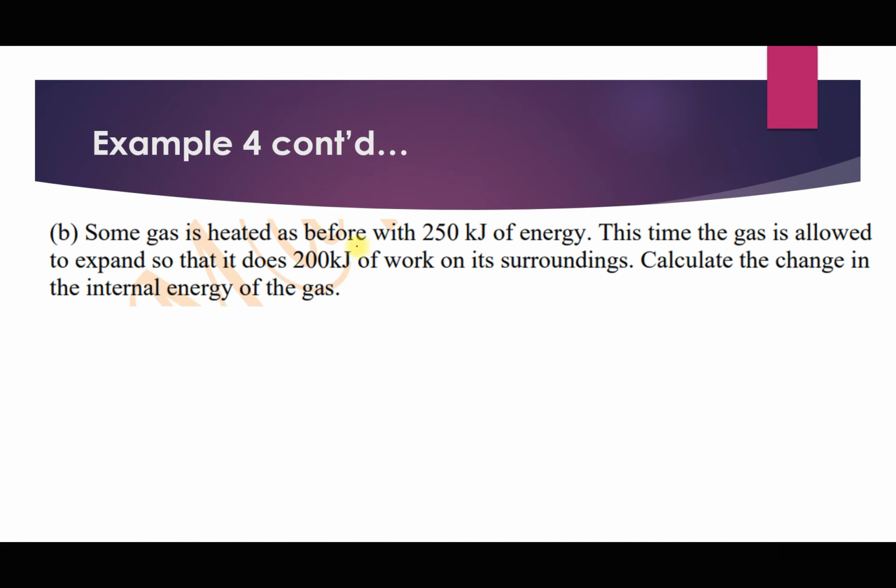Part B, some gas is heated as before with 250 kilojoules of energy. So that means still this is positive. This time the gas is allowed to expand so that it does 200 kilojoules of work. Because the gas expands, this work done is negative according to the sign convention. Calculate the change in internal energy. The change in internal energy is Q plus W, which is going to be 250 plus negative 200, which gives us 50 kilojoules.